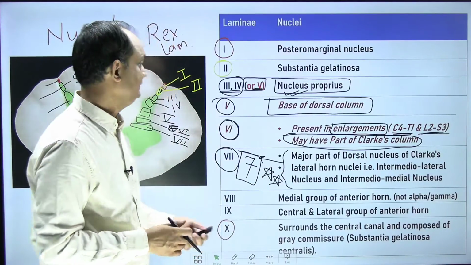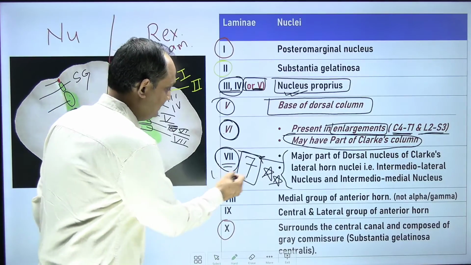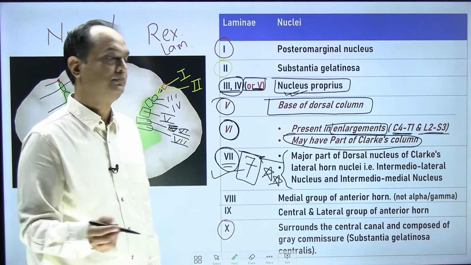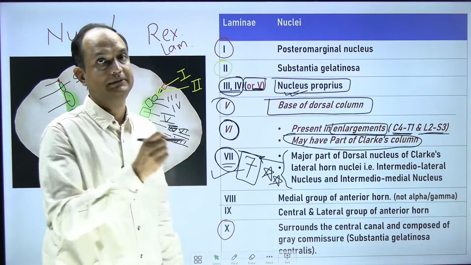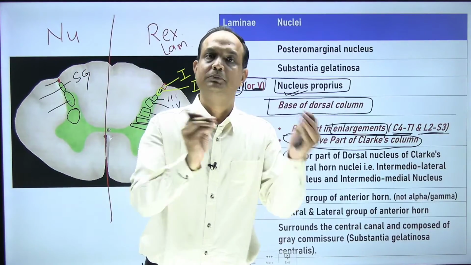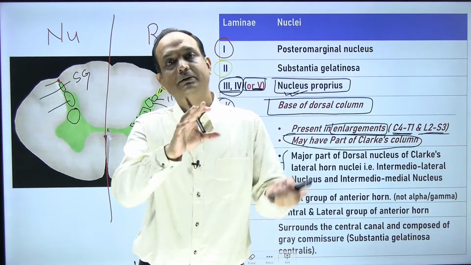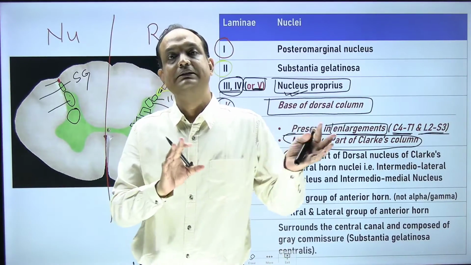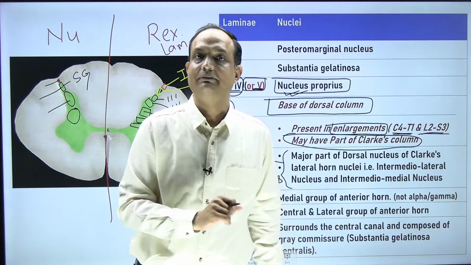Now, if you have a vice versa question, that Clark's column occupies which of the following laminae: if you have the option 7 only, then there is no doubt, but if you have the option 6 and 7 both, then my suggestion is that you should take both, because it occupies a small portion of 6 also, but the major portion of Clark's column is in Rexed lamina 7.